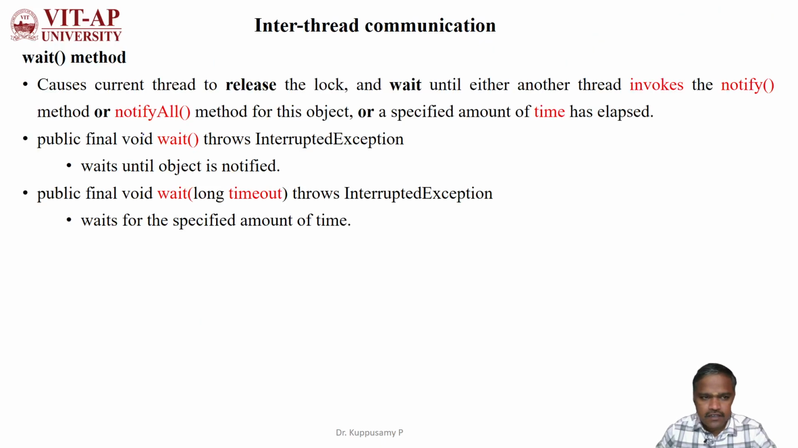The wait method introduces the wait state to the currently running thread on the particular object to release the lock. Then the lock will be released by this currently running thread over the particular object. Then that thread should wait until either another thread invokes the notify method or the notifyAll method for this particular object, or the waiting thread waits for a particular time and that time elapses. This can be done by using the wait method.